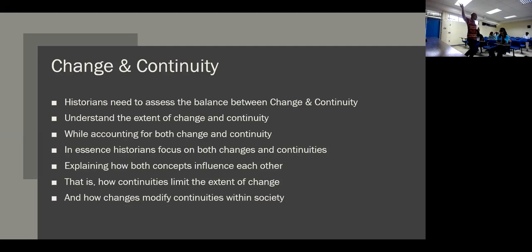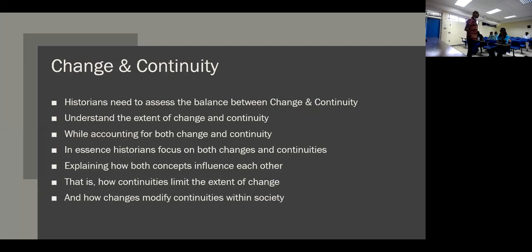Yes, that's continuity, right? But the historian will ask, why is this thing continuing? Not because it was created during the colonial era does it mean that we have to maintain it today. If we maintain it today, there must be a reason why we maintain it today. Some might want to keep it. Maybe we don't have the resources to change it. Whatever the reasons are, we need to understand.